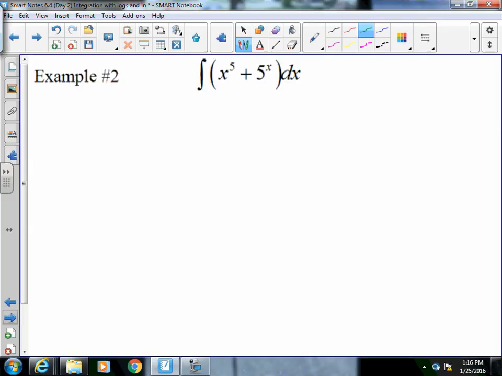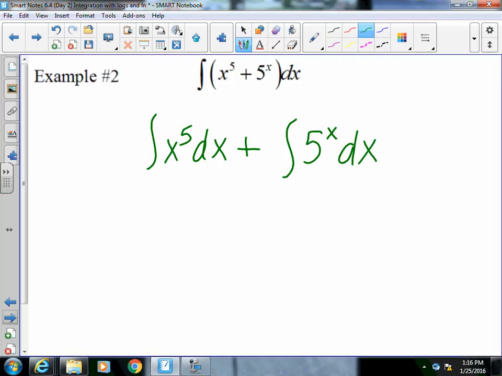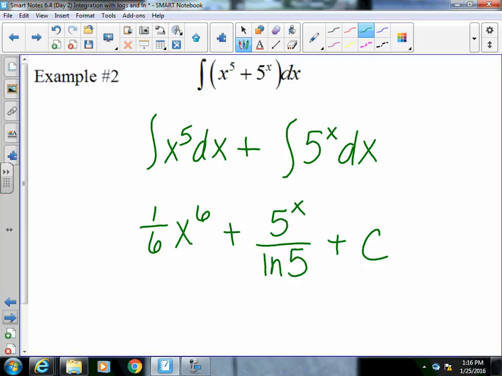This next integral is a little tough. I don't really know anything whose derivative is x to the 5th plus 5 to the x altogether, but I'm going to break this up. And I'm going to get 1/6 x to the 6th plus 5 to the x all over ln of 5 plus c. And I only need 1 plus c because they would both have one of them, but a constant plus a constant is just a constant. So those will cancel out.